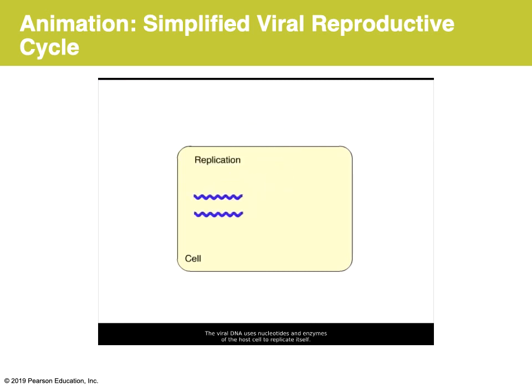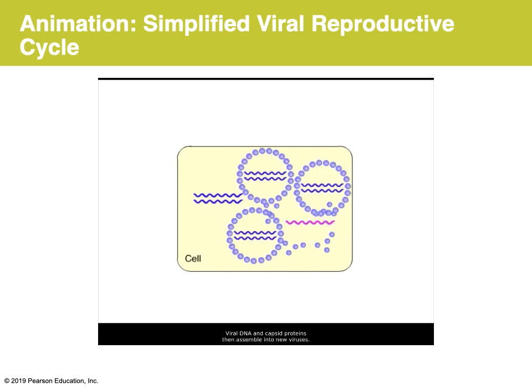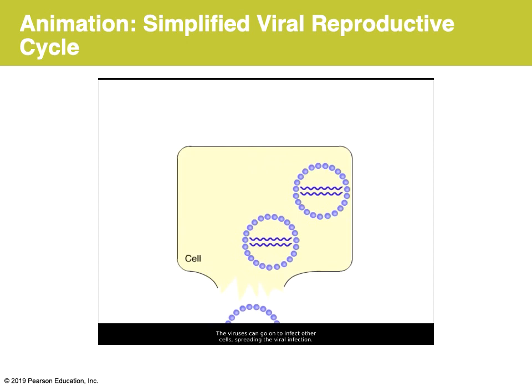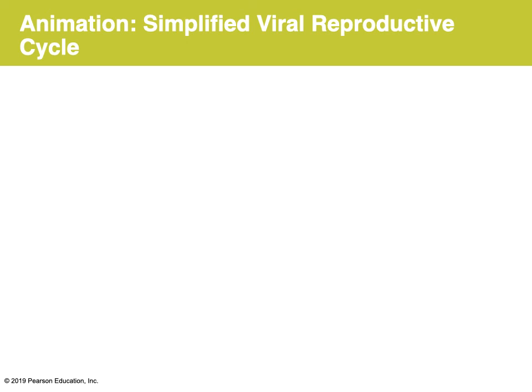The viral DNA uses nucleotides and enzymes of the host cells to replicate itself. The viral DNA then commandeers other host cell materials and machinery to transcribe its genes into messenger RNA and translate the RNA message into capsid proteins. Viral DNA and capsid proteins then assemble into new viruses. Mature viruses leave the host cell, often destroying the cell in the process. The viruses can go on to infect other cells, spreading the viral infection.